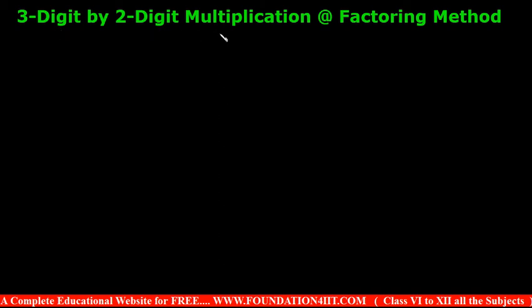3-digit by 2-digit multiplication using the factoring method. Especially for upper primary children who face problems multiplying directly with a 2-digit number, you can follow this factoring method technique. Let us take one simple example: 637 multiplied by 56.